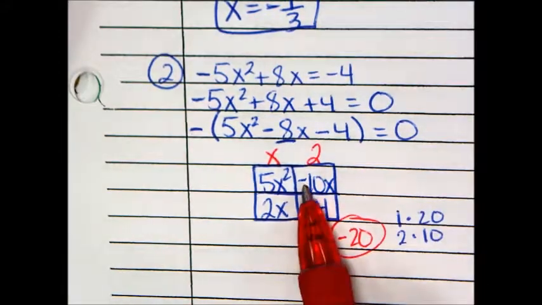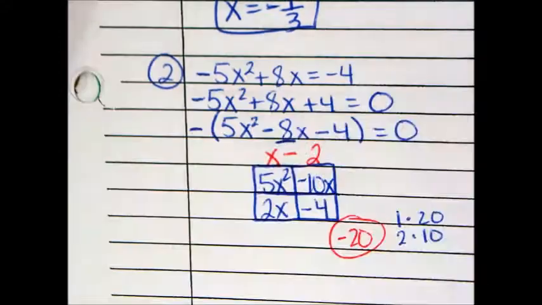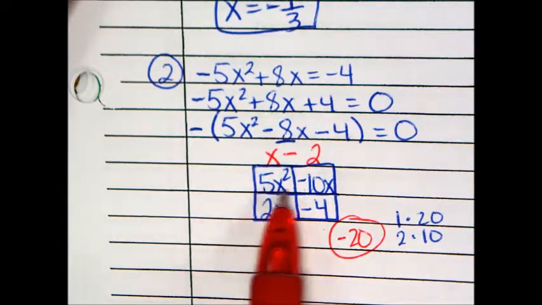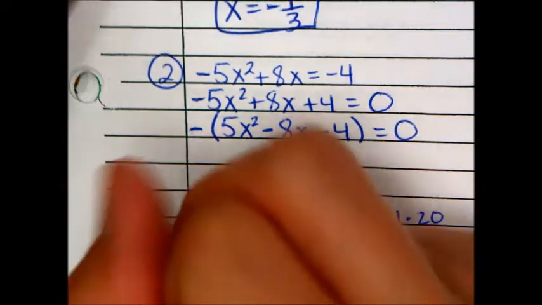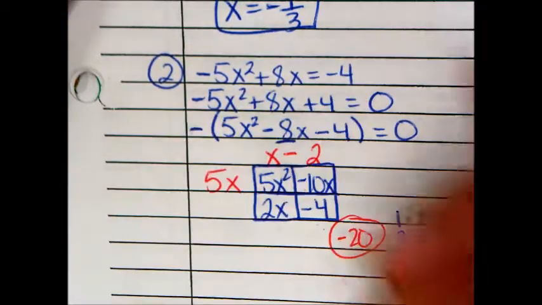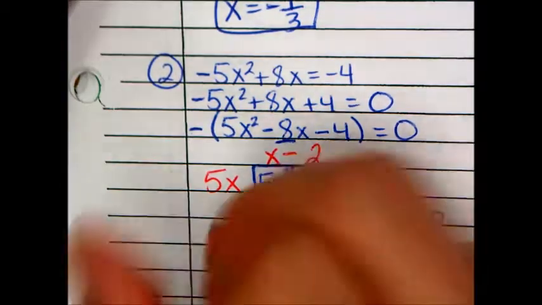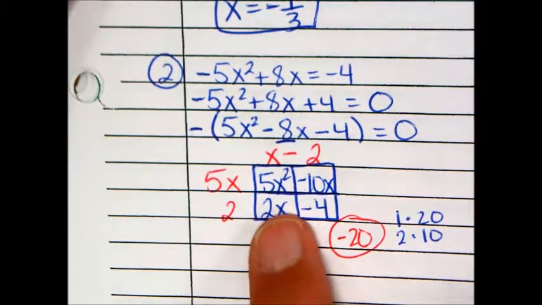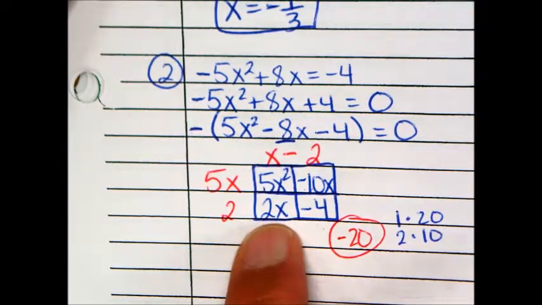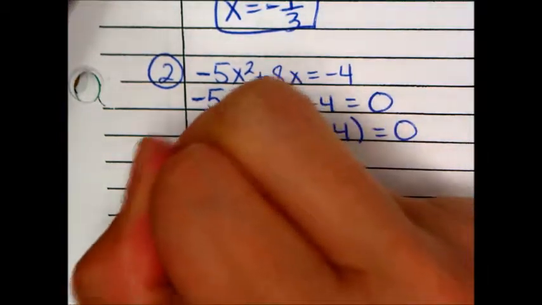Now you decide the sign. Since you put that 2 next to a box that had a negative number in it, that's how you know to put a minus sign. And then across, 5x squared and 10x could both be divided by 5x. 2x and negative 4 could both be divided by 2. If you put that 2 next to a box with a positive number, you put a plus sign.